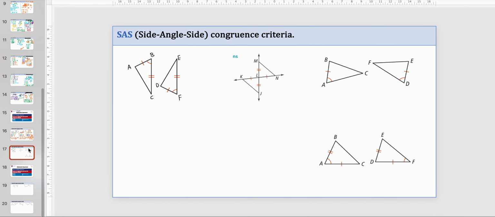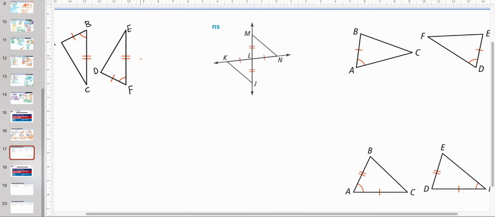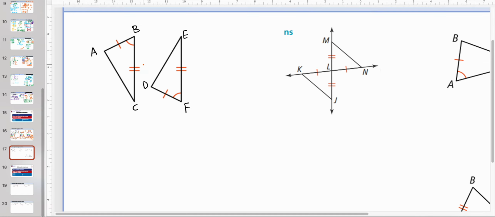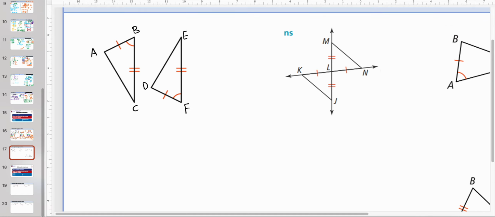The other idea is SAS, side, angle, side, where the angle must be in between. Let's take, for example, these two triangles. We want to show that they are congruent. The rule says there should be either SSS or SAS. Here we have one side equal to this side, so AB is congruent to DF. This is how we show that they are congruent: you have to list down the matching sides. BC is congruent to EF. And we don't have a third side.